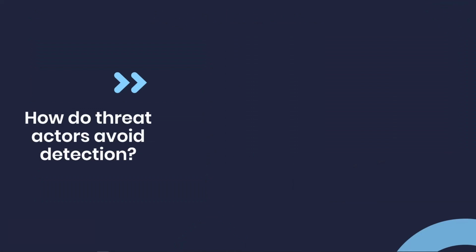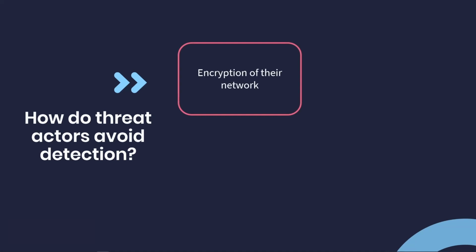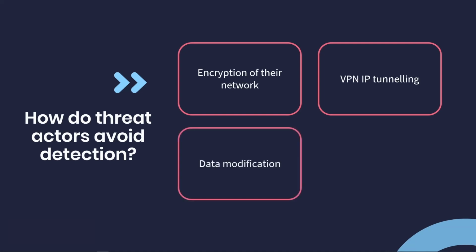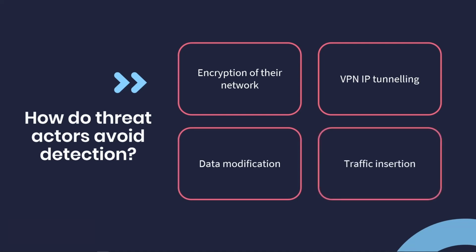So how do threat actors avoid detection? Threat actors are constantly coming up with new ways to evade detection. Some of the methods they make use of include the encryption of their network, VPN IP tunneling. IP tunneling was covered briefly when we discussed IPsec and the extranet, and we'll hear more about VPN in Module 3. Data modification, breaking down the IP packet and modifying it to look legitimate. And then traffic insertion, where the attacker places himself between the victim and the network and is able to insert malicious traffic into the victim's network.